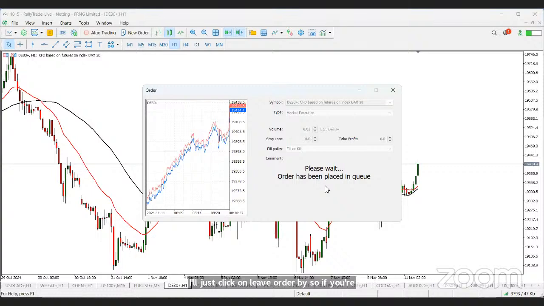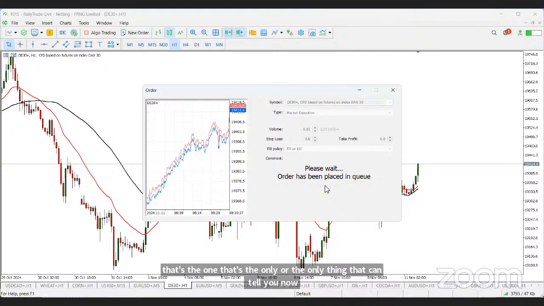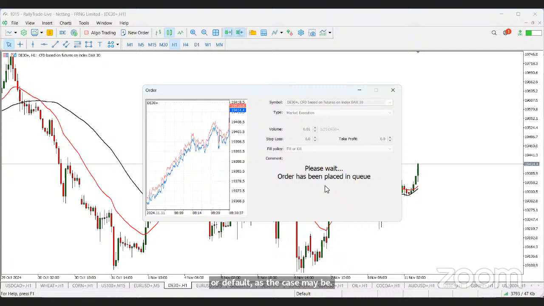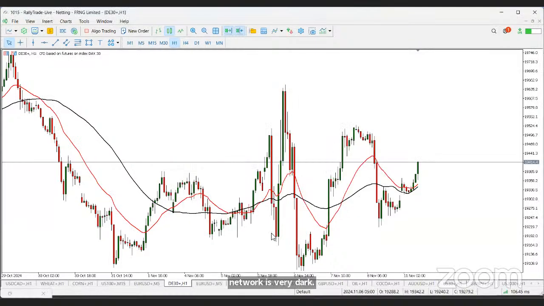That's the only thing I can tell you now for D30 really, or D40 as the case may be. If you're interested in trading D40, I think buy is ideal. I just click on buy, but I think my network is very dull. So let me shift that one and look at gold.